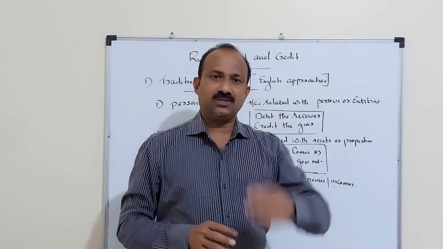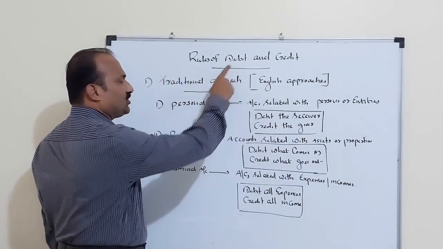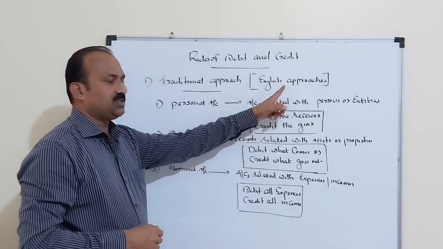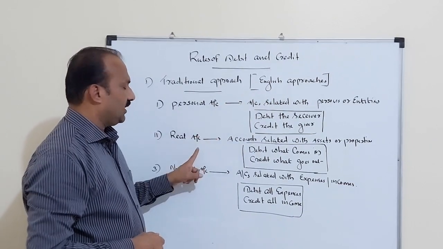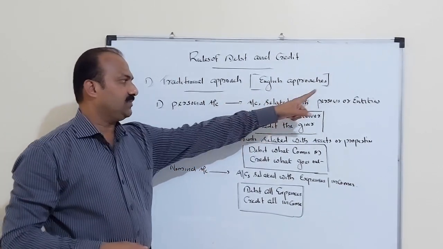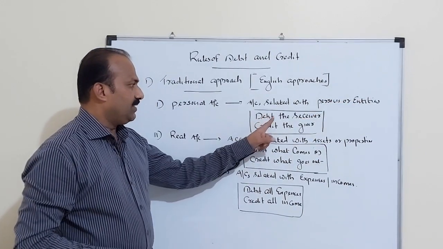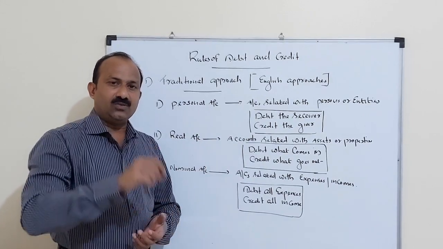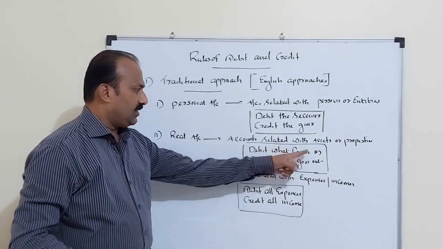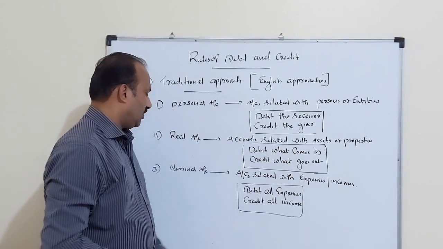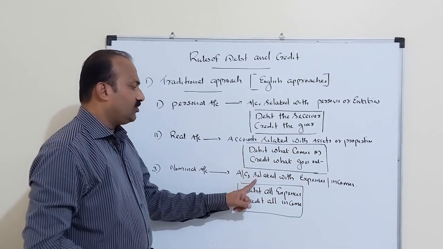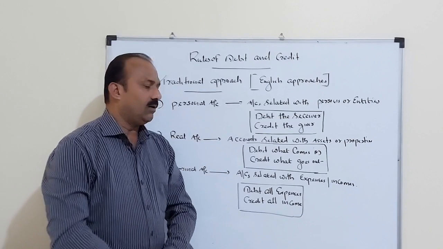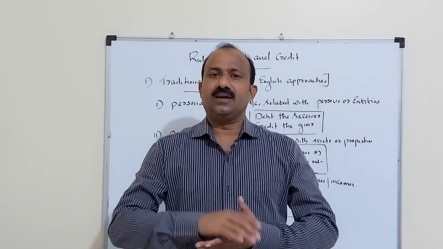This is the classification under the traditional approach. Look here, the rules of debit and credit. The traditional approach is otherwise known as the English approach. Personal account, real account, nominal account. Personal accounts are related with persons or entities: debit the receiver and credit the giver. Second, real accounts are related with assets or properties: debit what comes in and credit what goes out. In nominal accounts, related with expenses and incomes: debit all expenses and credit all incomes. We understand the rules of debit and credit clearly here.